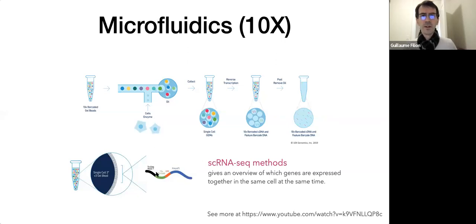So now if you do the RT-PCR reaction with these primers here, it means that for the cell which is on that bead, all the reads will have this green part here, the 10x barcode. So when you sequence a little bit later in the Illumina machine and you find this particular sequence, the one that's in green here, you say all the transcripts that I'm seeing with that green sequence come from the same cell. I don't know what cell it was, but I know that they all come from the same cell. So scRNA-seq methods, single cell RNA-seq methods, give an overview of which genes are expressed together in the same cell at the same time.